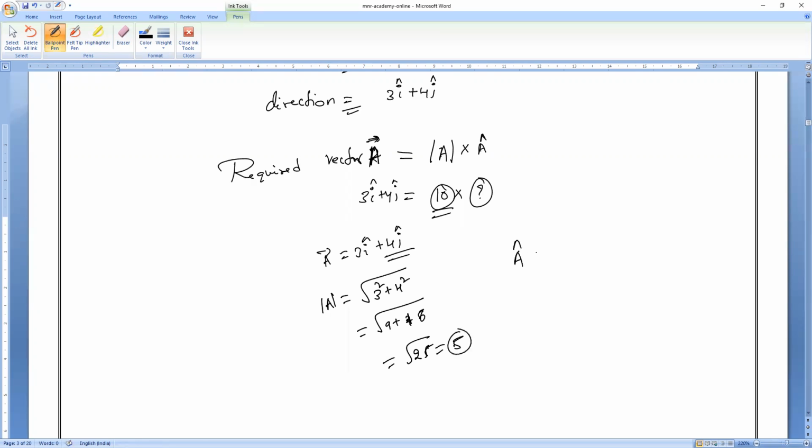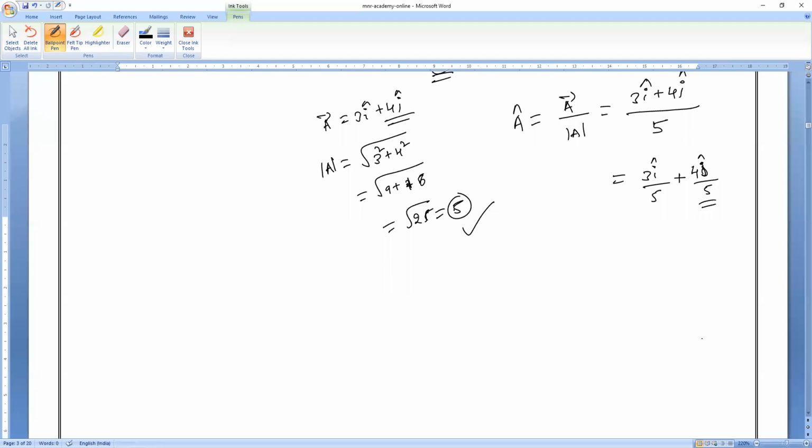So let us find the direction at this point. A cap is equal to, we all know, the given vector divided by the magnitude of the vector. The given vector is 3i cap plus 4j cap divided by the magnitude, which we already got as 5. So that is 3i cap divided by 5 plus 4j cap divided by 5. That is what it is.